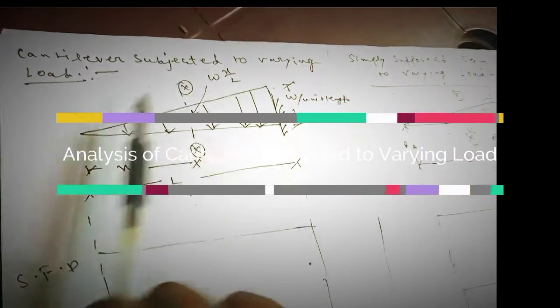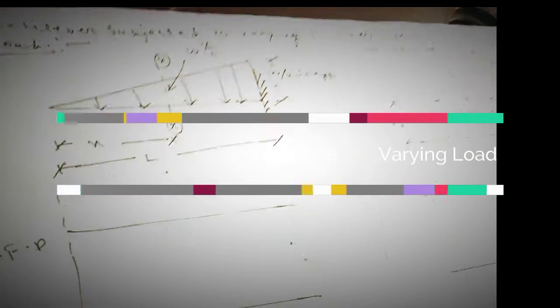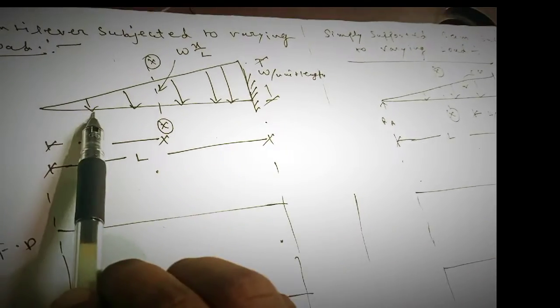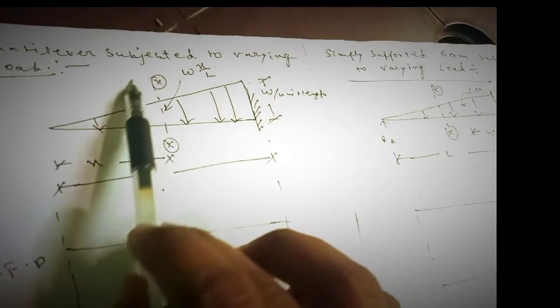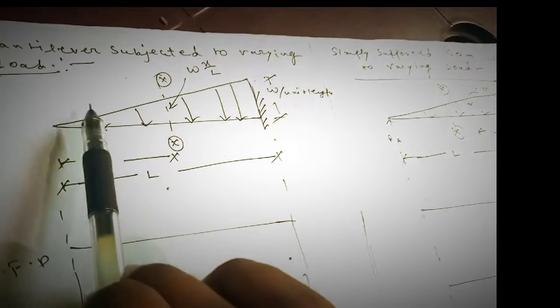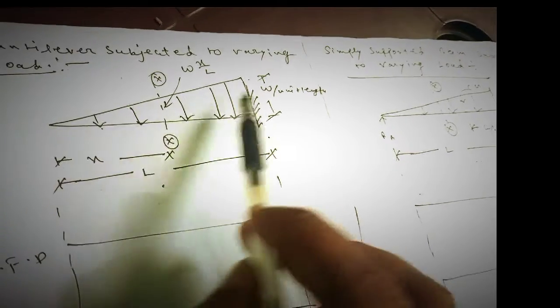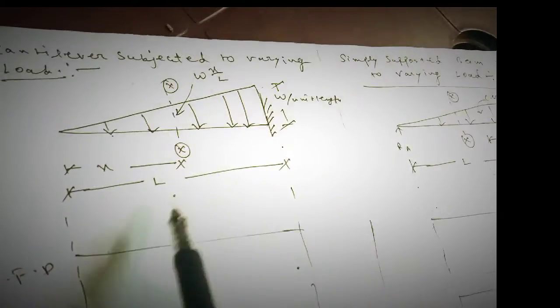Okay, let's start today. Cantilever subjected to varying load. You can see this is a cantilever fixed at one end and free at the other end. Now for this it is a load W per unit length. This W load is acting on the full length of the beam, the full length of the cantilever.